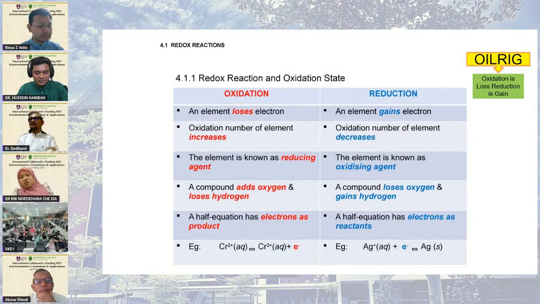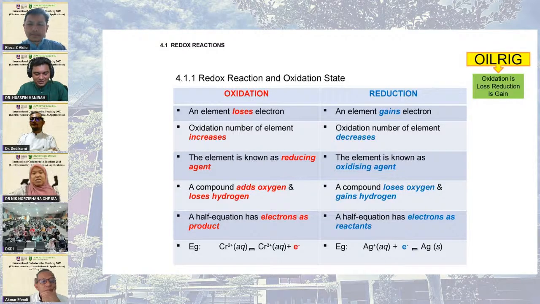For oxidation, usually a compound adds oxygen and loses hydrogen. You can see here from the half equation, if it is oxidation, the electron always appears at the product, at the right hand side, because it loses electrons. While for reduction, the reduction will gain electrons, so the oxidation number will decrease.